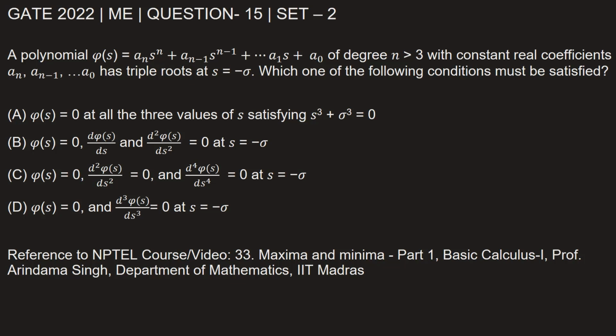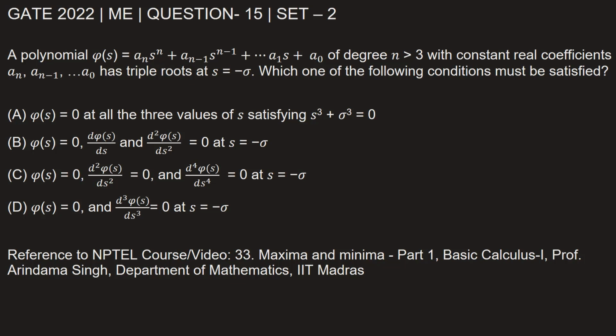Option A, phi(s) should be equal to 0 at all three values of s satisfying s cube plus sigma cube equal to 0. Option B, phi(s) should be equal to 0, the derivative of phi with respect to s should be equal to 0, and the double derivative of phi with respect to s should also be equal to 0 at s equal to minus sigma.